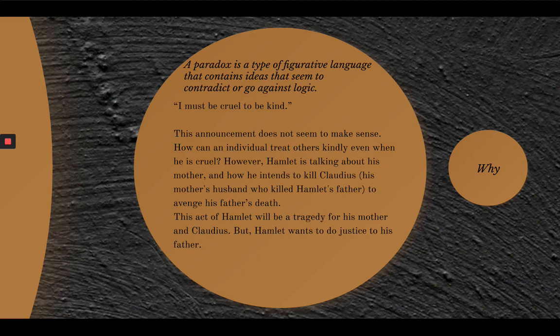However, Hamlet is talking about his mother and how he intends to kill Claudius, his mother's husband, who killed Hamlet's father, to avenge his father's death. This act of Hamlet will be a tragedy for his mother and for Claudius, obviously, but Hamlet wants to do justice to his father. So he's going to be cruel to somebody else in order to be kind to his father.